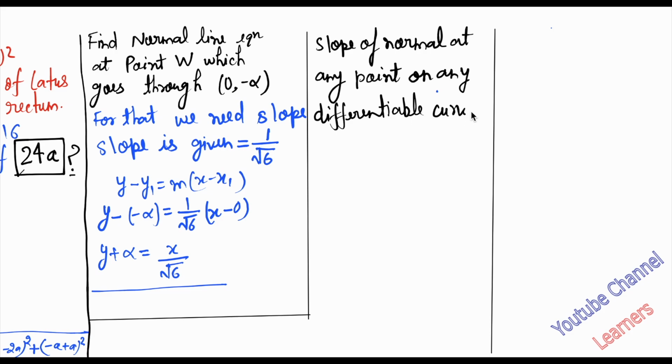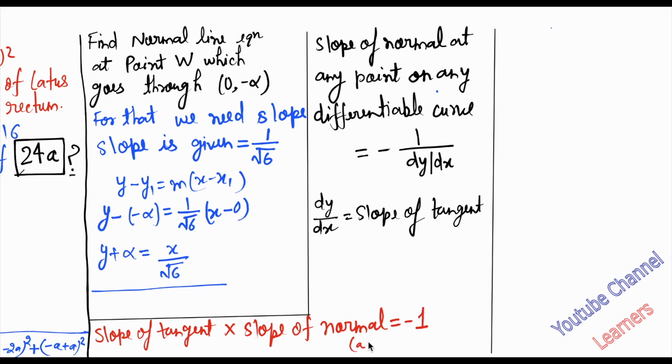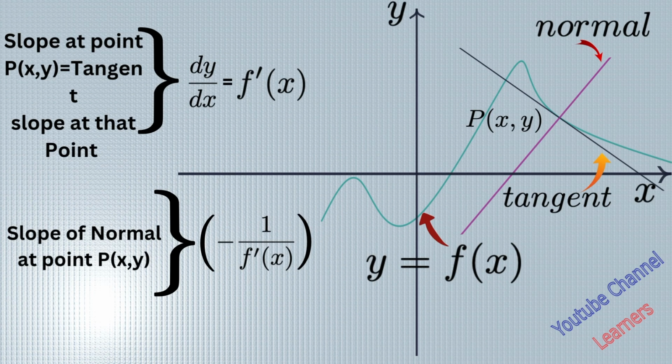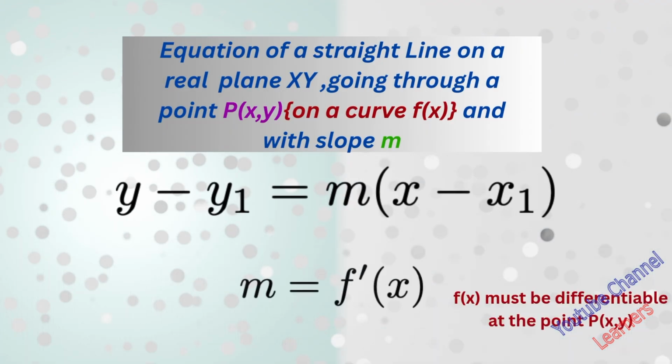We will now be using this slope of normal, 1 by root 6. We will find the slope of the normal on the curve by using the differentiation formula. For that we have the slope of tangent as dy over dx, and then we know that slope of tangent into slope of normal equals minus 1 at any point x, y on the curve. And here are the visuals and also the line equation.